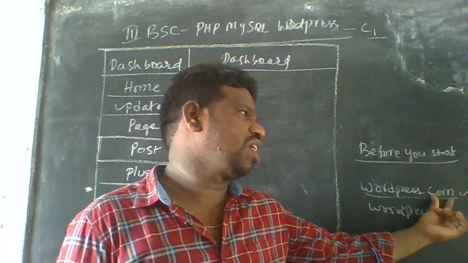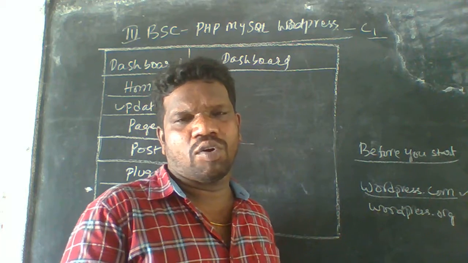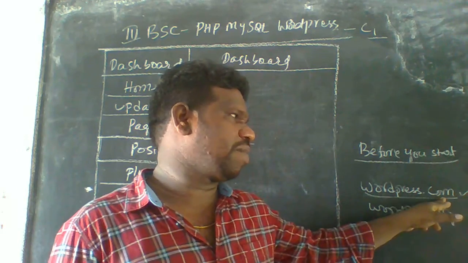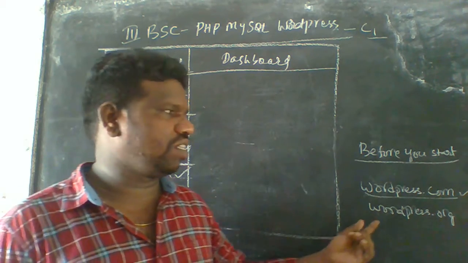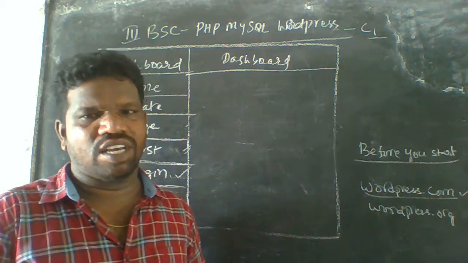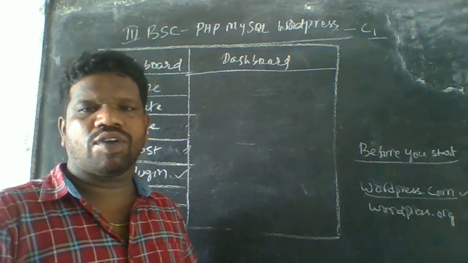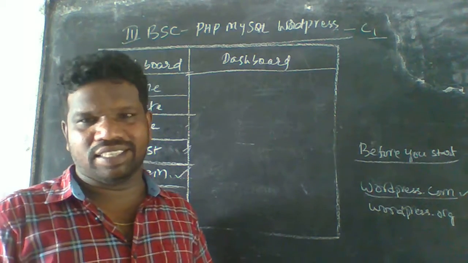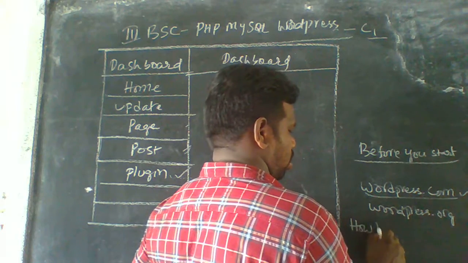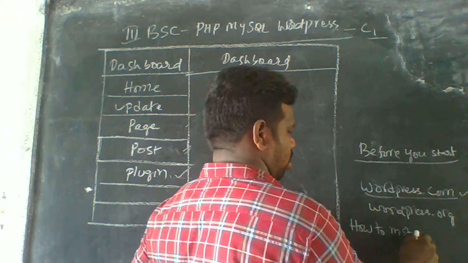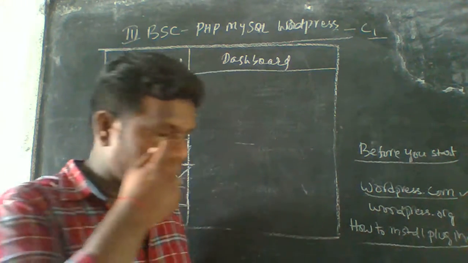This is called DNS. This is also DNS. DNS stands for domain name system. So .com indicates commercial purpose, and .org indicates the organization here. Now we have to talk about how to install plugins here.